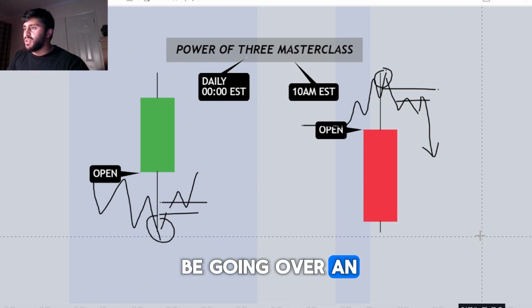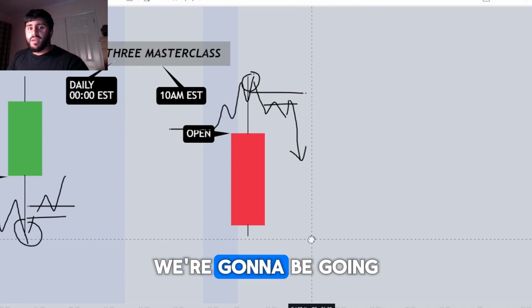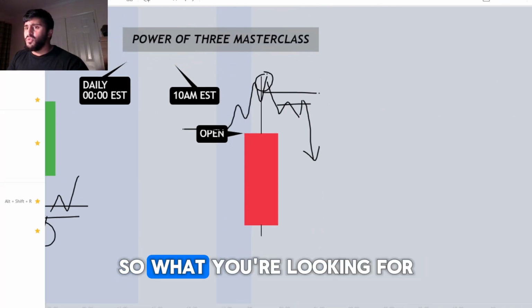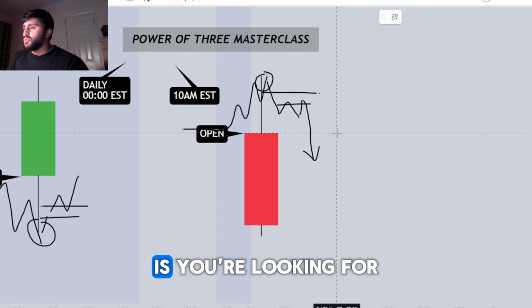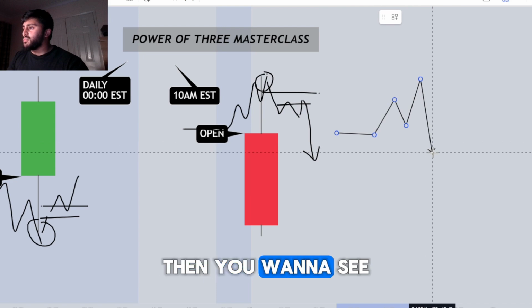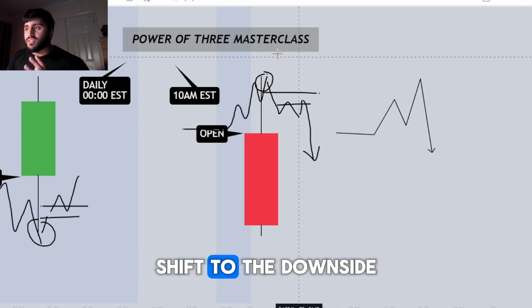So we're going to be going over an example over here. Specifically, we're going to be going over a bearish example, right? So if we just draw this out, what you're looking for is price to open and you want to see price expand higher. Then you want to see price give a market structure shift to the downside.